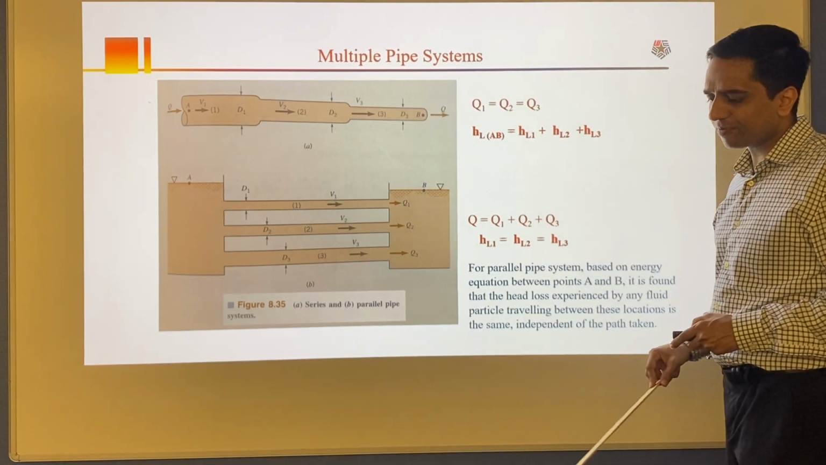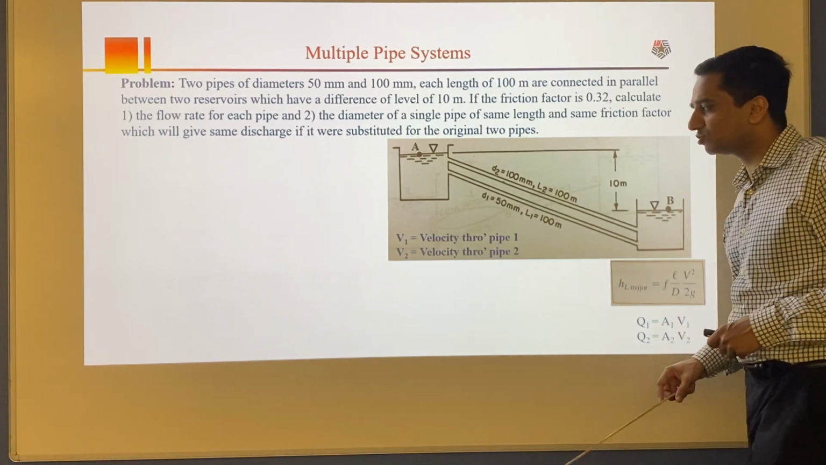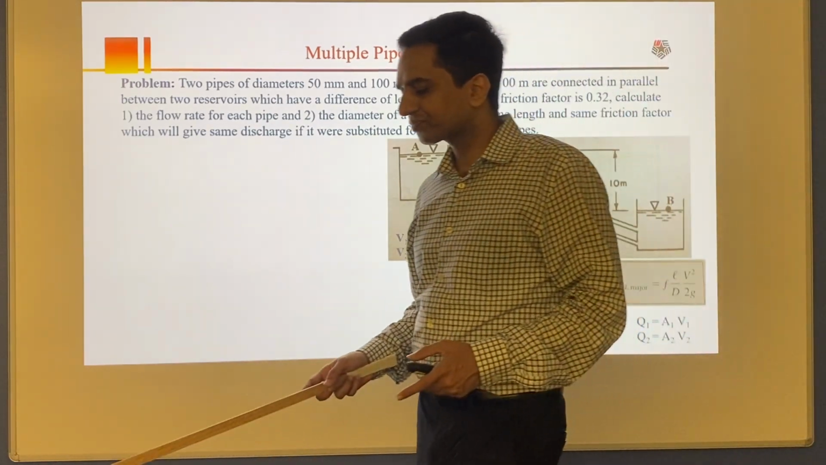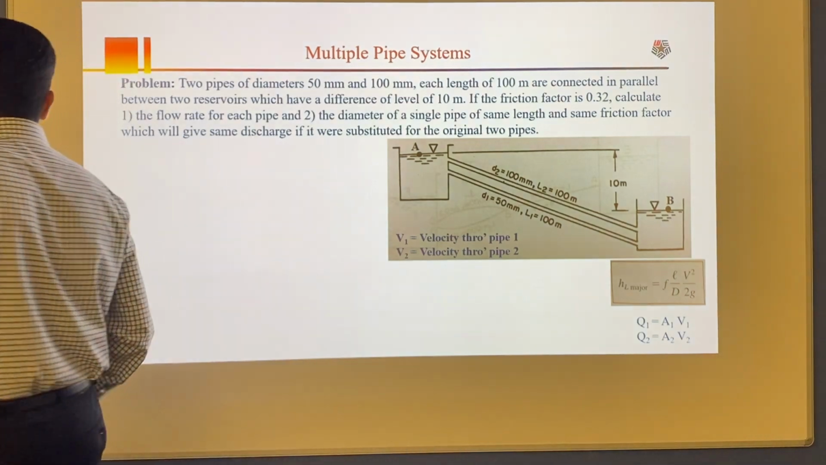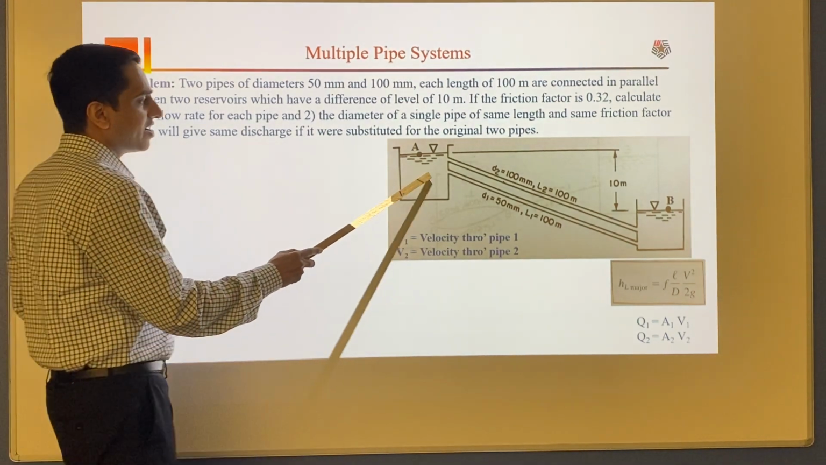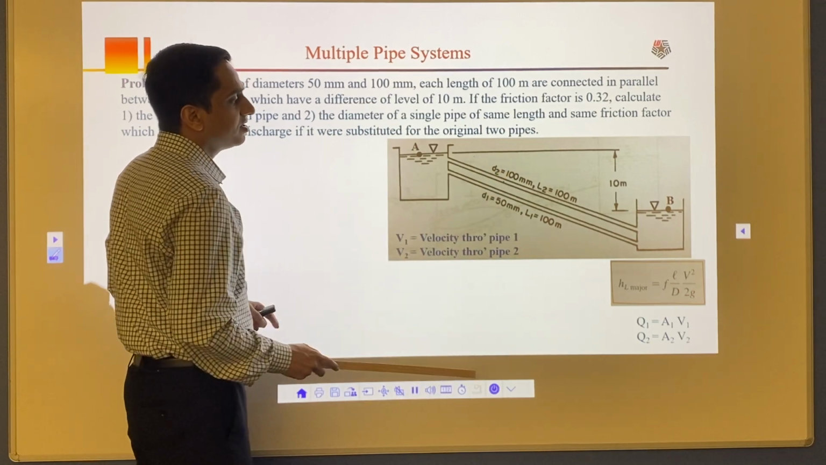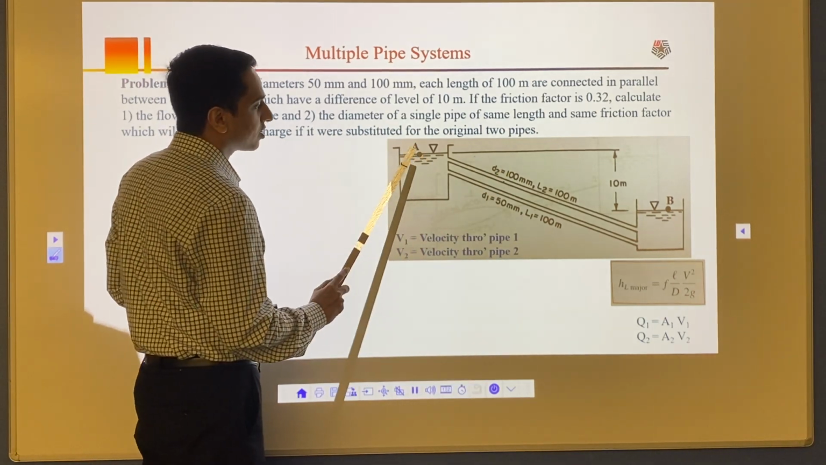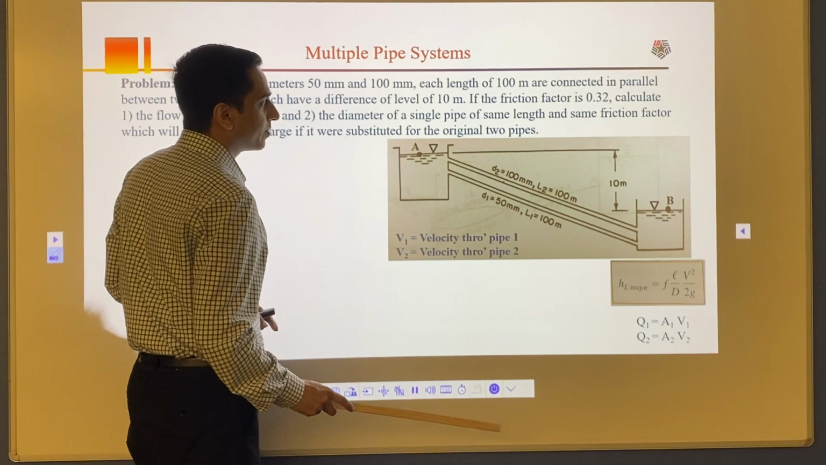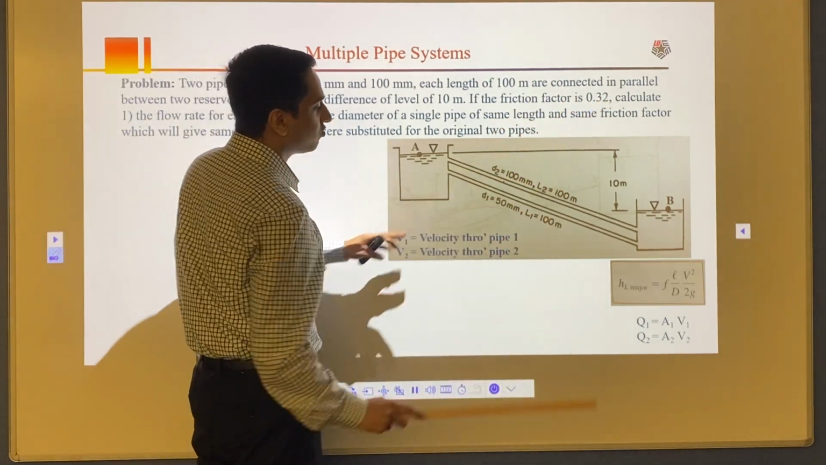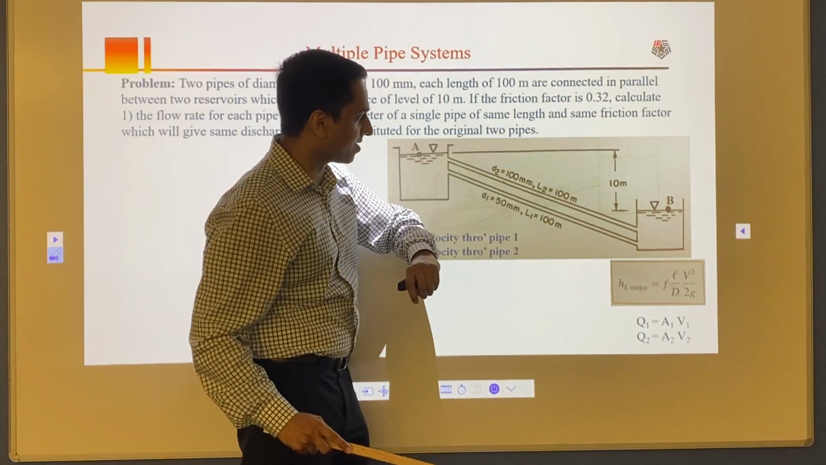So let's solve a problem for a parallel pipe flow system. In this problem I have two tanks, tank A and tank B. Here we have a large tank, and two pipes: one pipe is 50 millimeter diameter, another is 100 millimeter diameter. So two pipes are going from tank A to tank B. The friction factor is 0.32 for both pipes; the friction factor is the same.